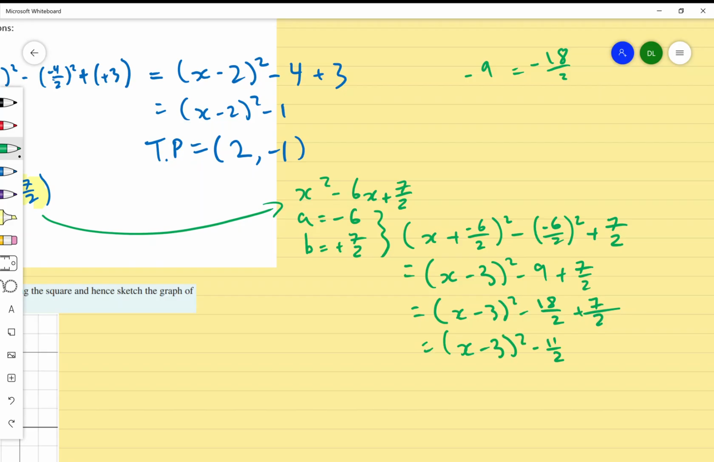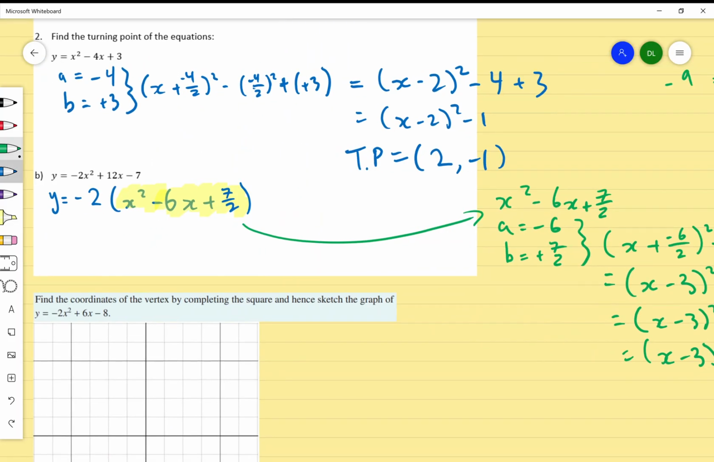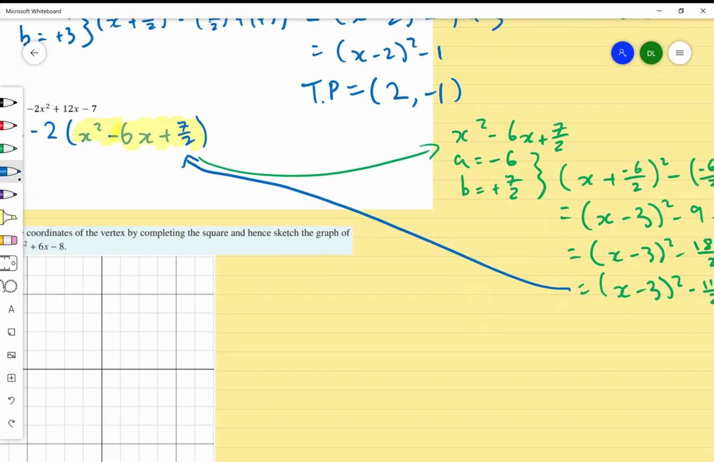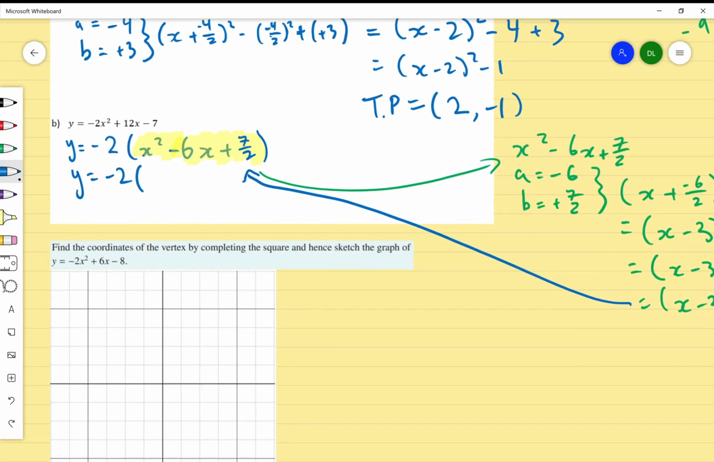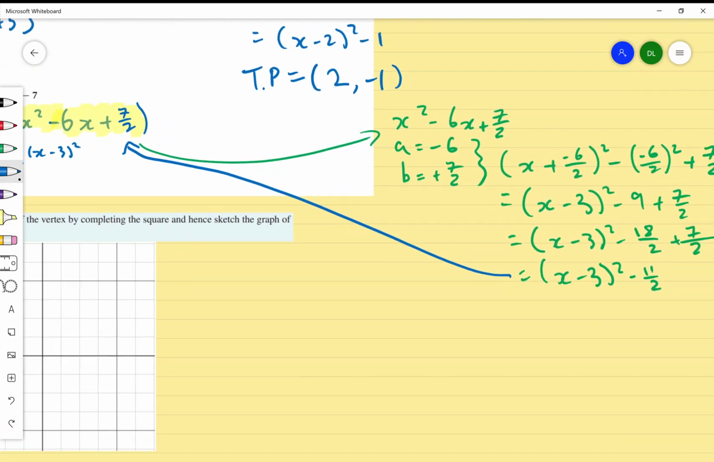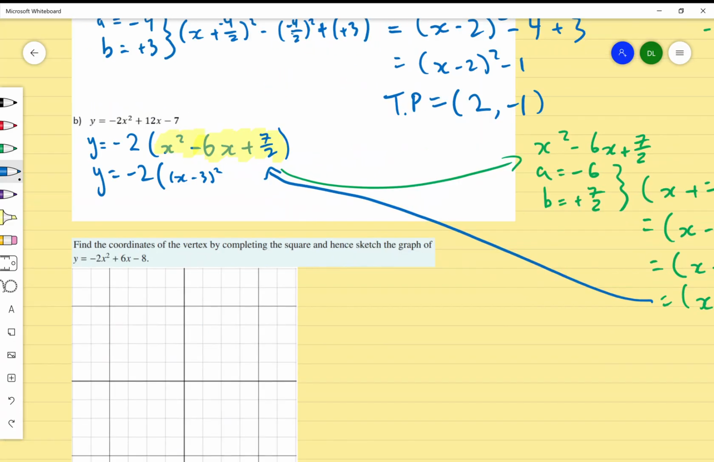Are we done? Why not? Before we do that, what do we have to do? Awesome, we forgot about the 2, so let's bring it back and substitute it back into this over here. Because remember, we took that out, we have to put it back in. So I've got y equals negative 2 bracket, what do we get? x minus 3 squared, and then minus 11 over 2.